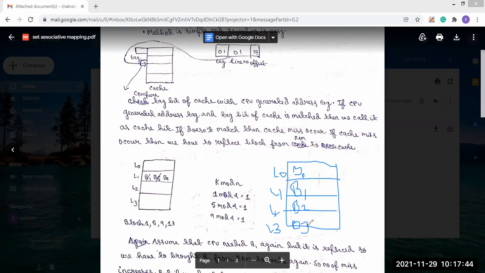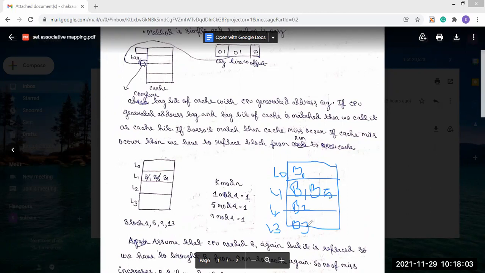So first, where will block number 5 go? If we use the formula k mod n, then 5 mod 4, our answer will be 1. That means block 5 will go to line number 1.